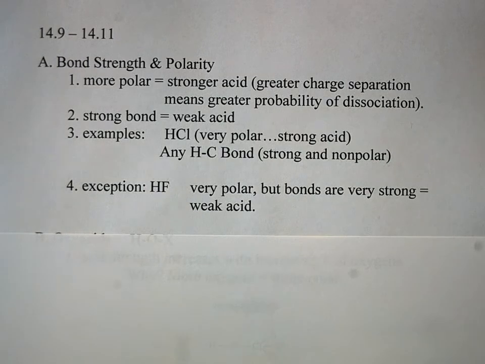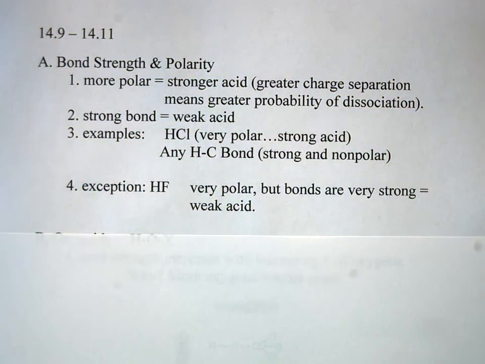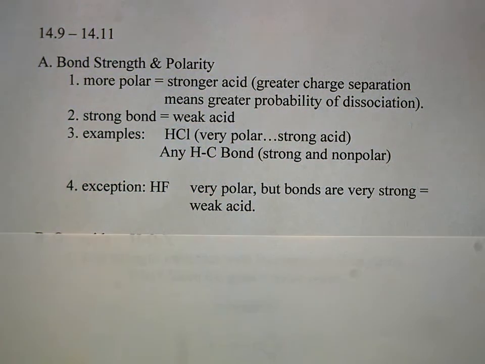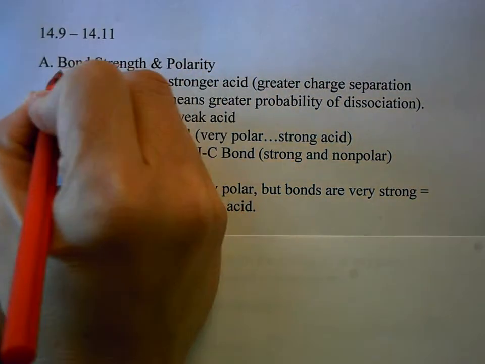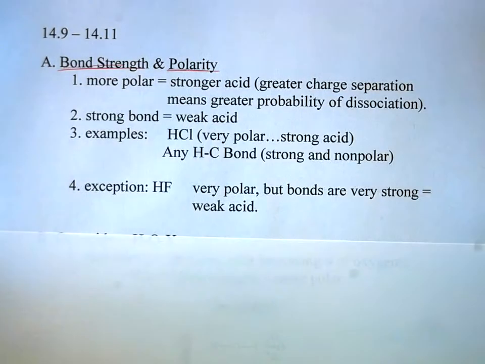Okay, so in the last section of the chapter, 14.9 to 14.11, we're talking about how the structure of a chemical affects how acidic or basic it is, its acid-base properties. And in 14.9, it talks specifically about bond strength and polarity of molecules and how that affects whether or not it's going to be a strong or a weak acid.